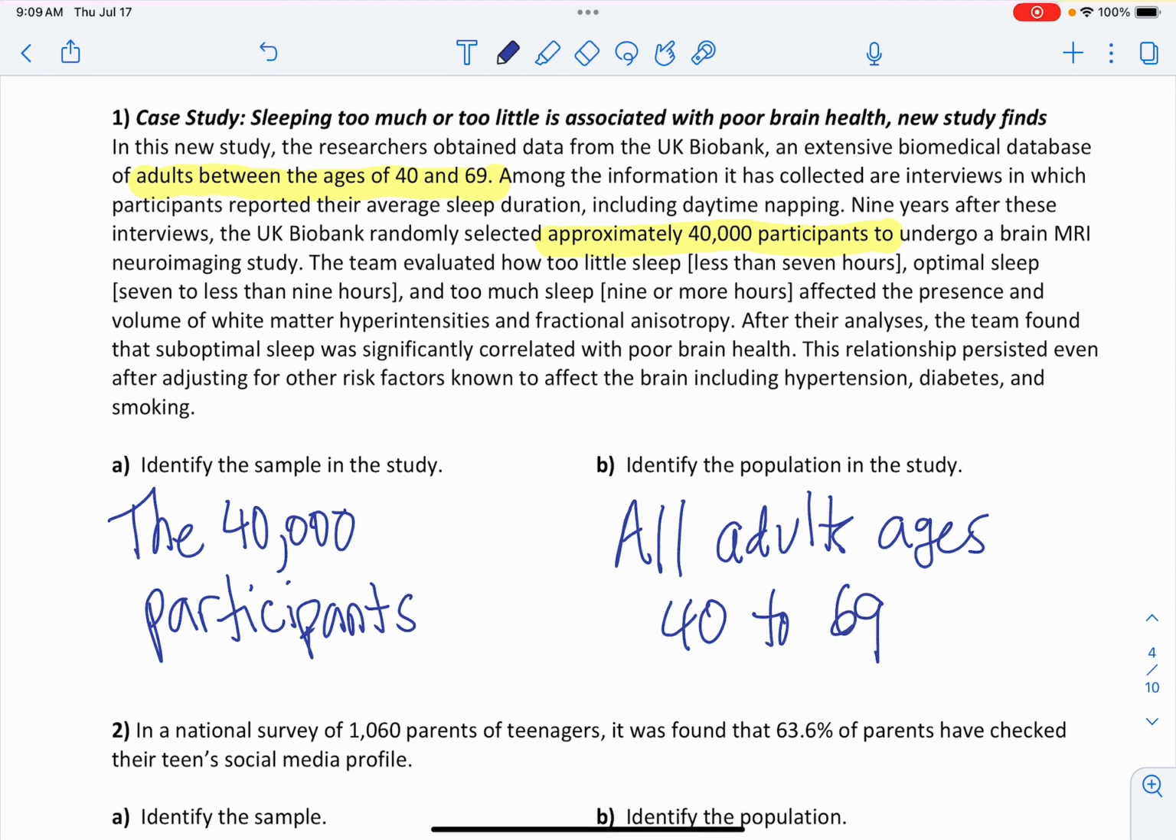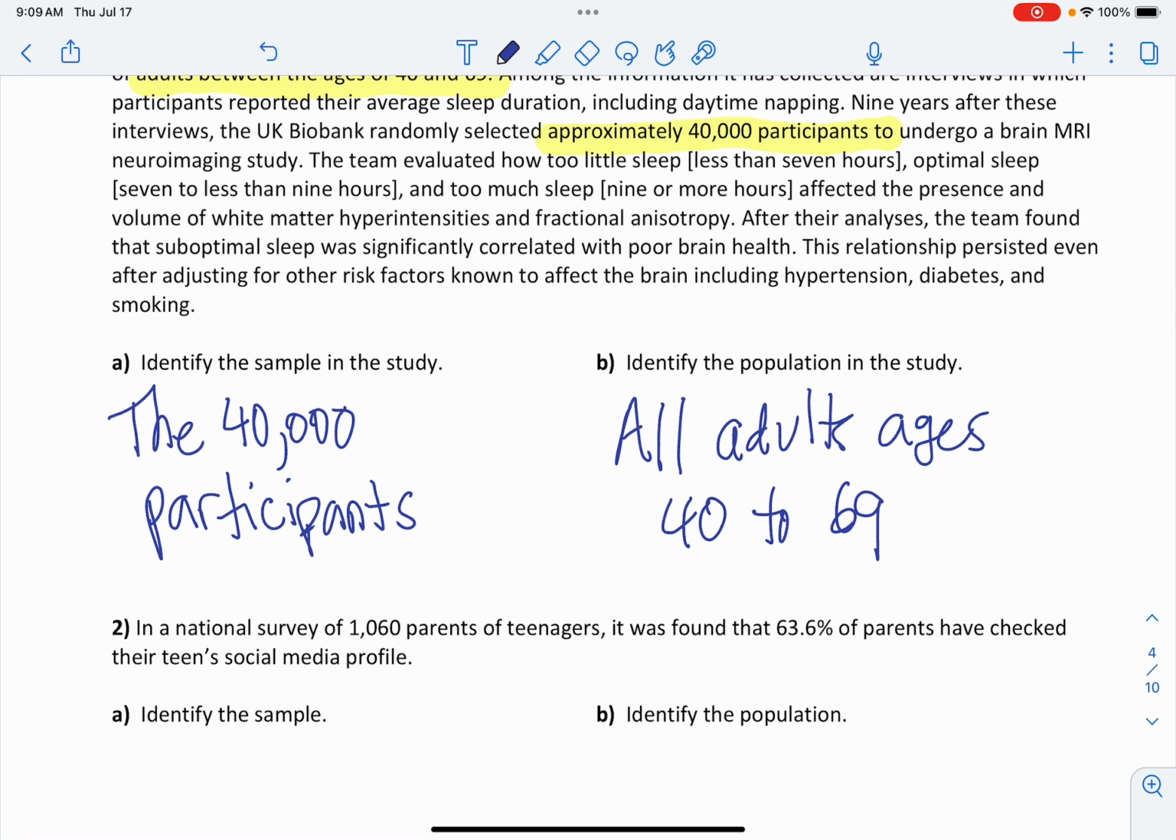Sorry, I kind of write sloppy when I'm doing these videos. I clean it up after and post it so it looks nicer. Okay, so notice all of these 40,000 participants here are adults ages 40 to 69, but there's just 40,000 of them, whereas the population is all adults ages 40 to 69, not just those 40,000, but all of them. So these 40,000 are representing the population as a whole.